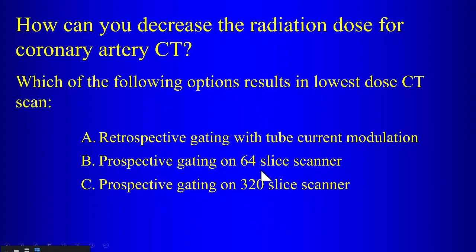So the question is, between a 64 slice scanner and a 320 slice scanner, if you're doing a prospective gated study and you have a 320 slice scanner, I don't know how many of those people have, but which one of those would actually give you a lower dose? Yeah, why is that? In how many rotations?